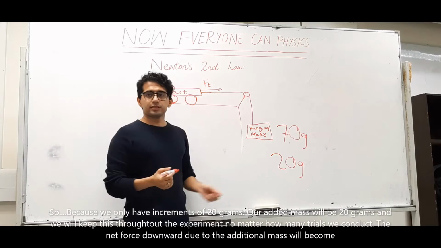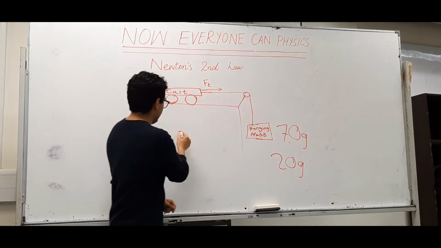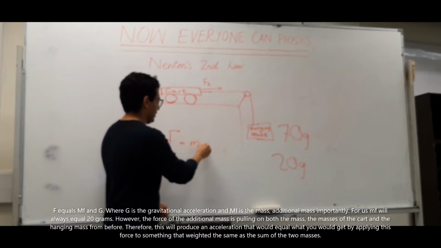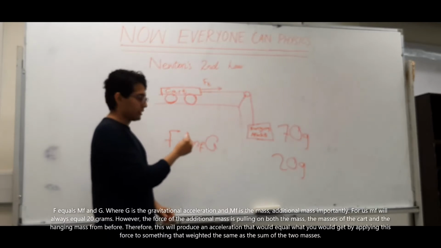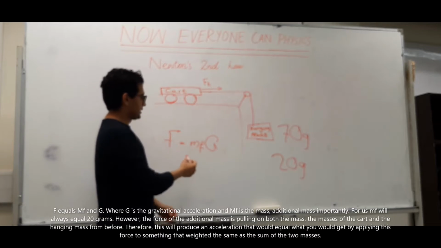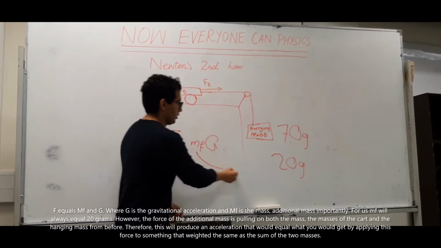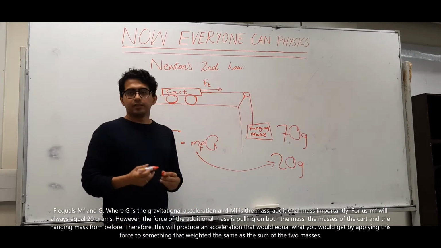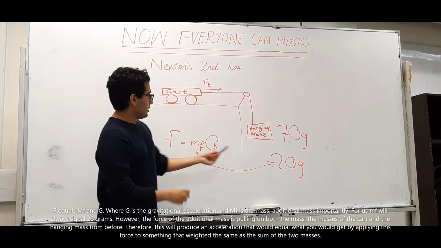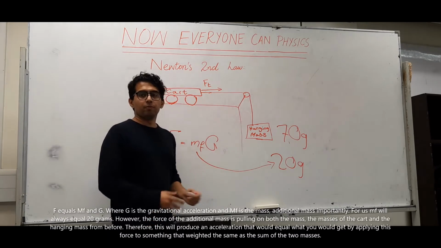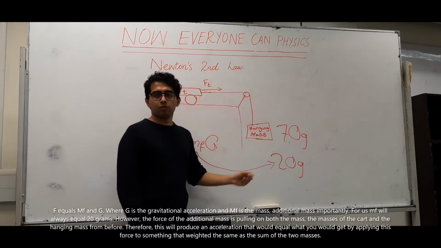The net force downward due to the additional mass will become F equals m_f g, where g is the gravitational acceleration and m_f is the additional mass. So for us, m_f will all be 20 grams. However, the force of the additional mass is pulling on both the mass of the cart and also the hanging mass from before.